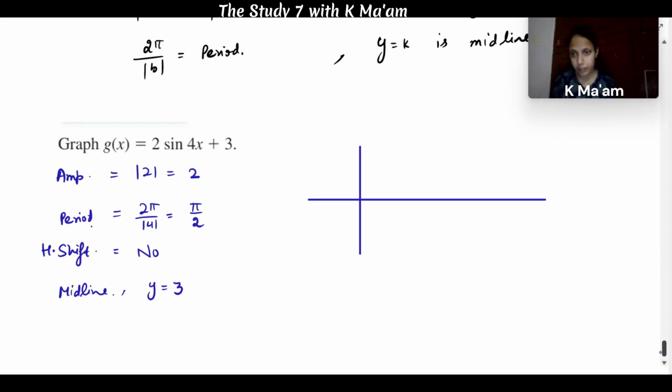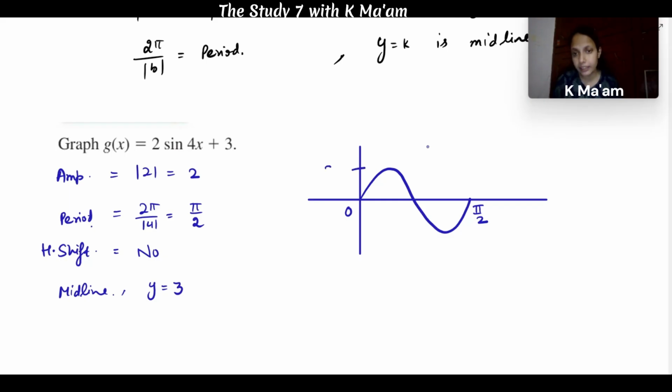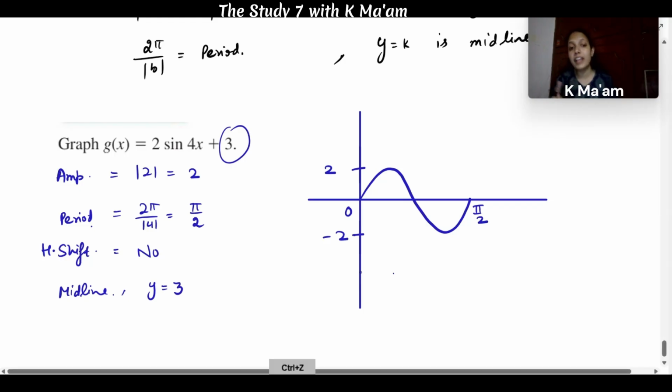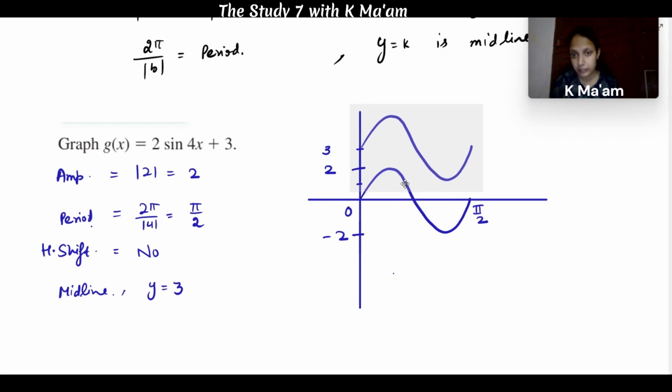I am graphing the basic function sine x. So this is 0 to 2 pi. The period is pi by 2 now, so this value instead of 2 pi is pi by 2. Amplitude is 2, so the highest value is 2 and the minimum value is minus 2. Y equals 3 is the midline. This is 1, this is 2, this is 3. 3 is the midline, which means this graph starts at this. Done. This is the midline.